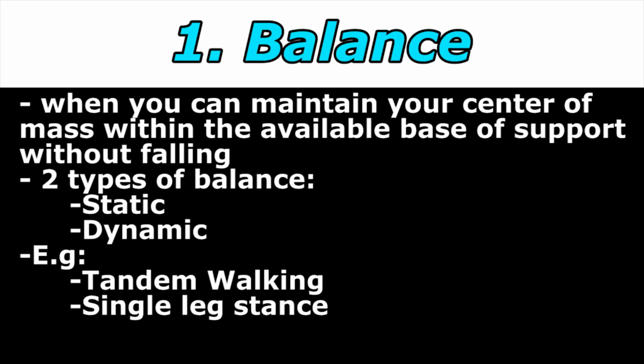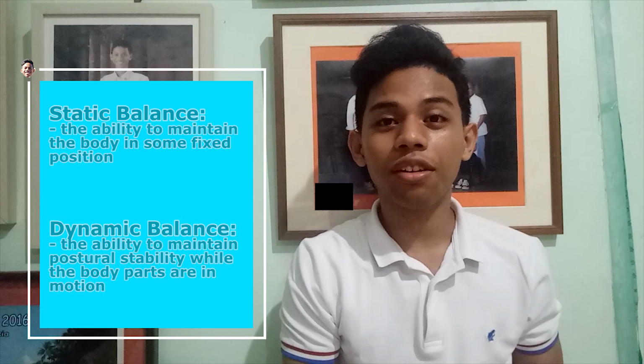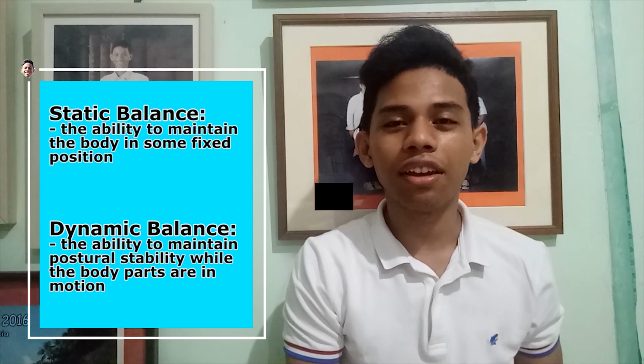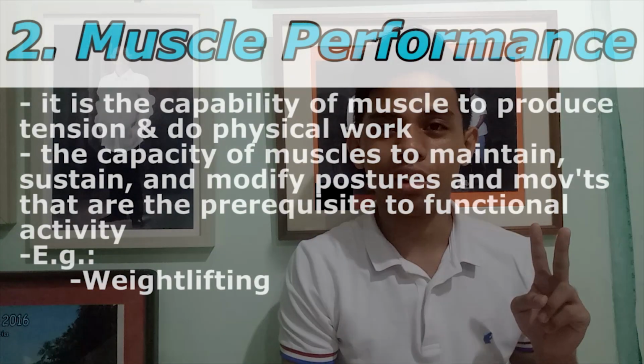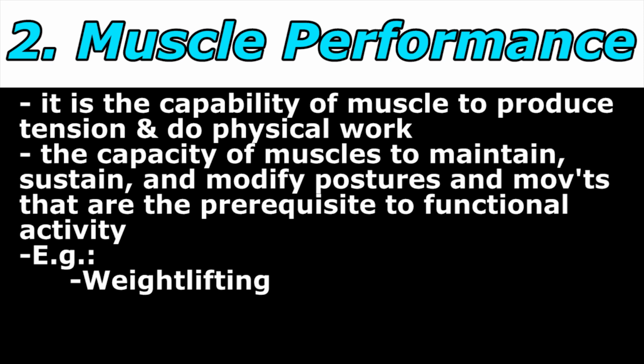Number 1, balance. When you say balance, it is when you can maintain your center of mass within available base of support without falling. You have 2 types of balance: static when you are steady and dynamic when you are moving. Number 2, muscle performance. It is the capability of the muscles to produce tension and do physical work.